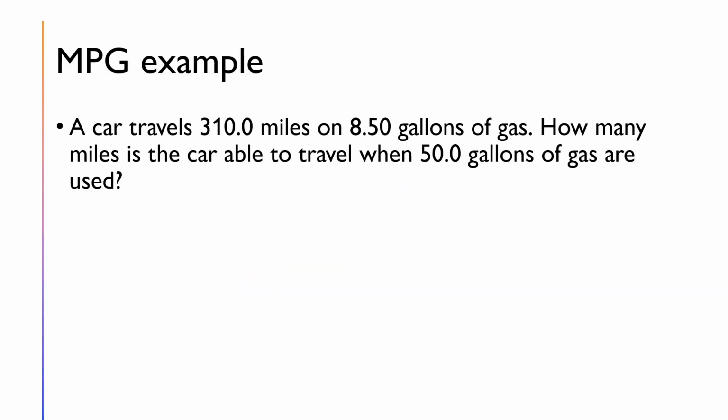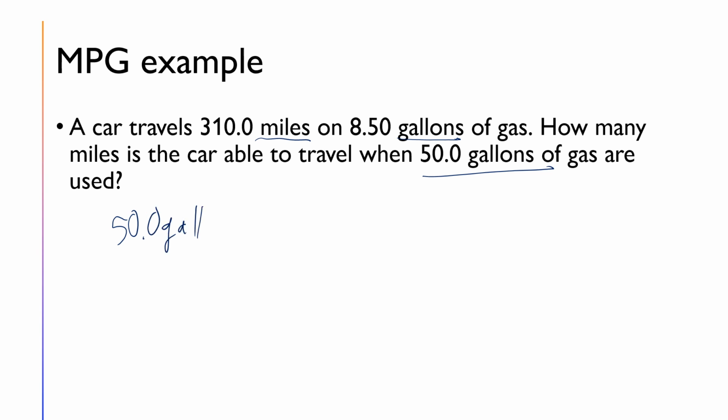Okay, so let's do an example with miles per gallon. Let's say a car travels 310 miles on 8.5 gallons of gas. How many miles is the car able to travel when 50 gallons of gas are used? This one has effectively two things going on. We have miles and gallons in this one scenario, and just gallons for this other scenario. If you have more than one situation, it's easier if you start with the one that has only one unit.